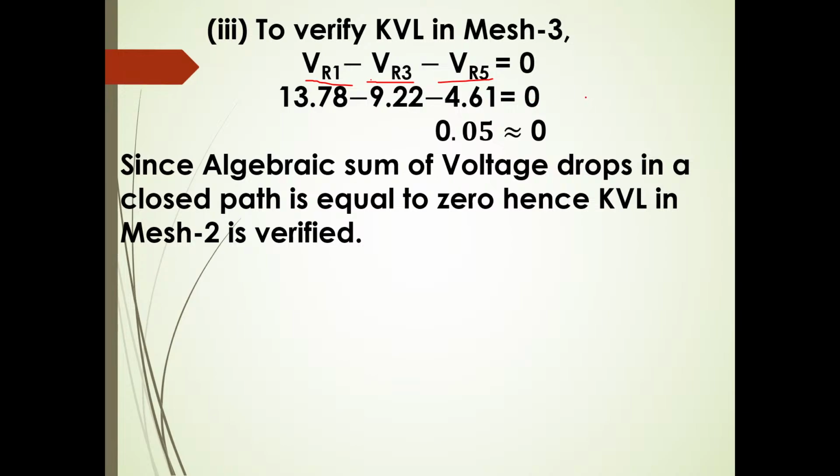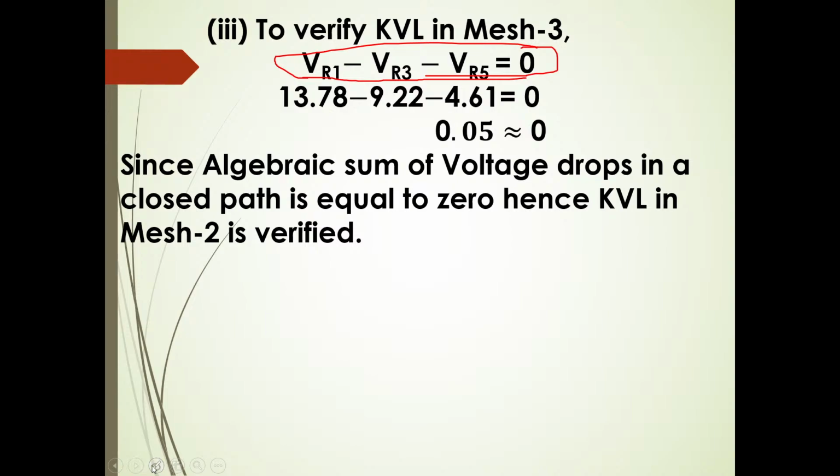So the algebraic sum of voltage drops must be equal to 0. When you consider VR3, you must consider I3 minus I2. For VR3, both the current directions were the same, so you might have added those two currents. For VR5, only one current was there. But for VR1, the current directions were opposite to each other. According to Kirchhoff's voltage law, the algebraic sum of voltage drops in a closed path must be equal to 0. If I simply add all these voltage drops, I will not get 0.